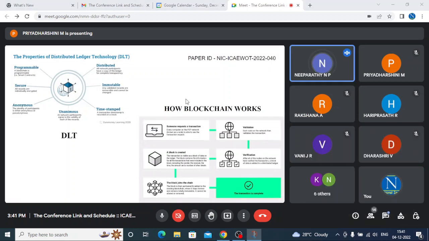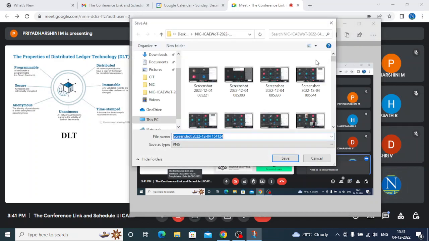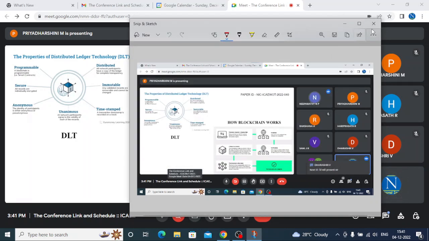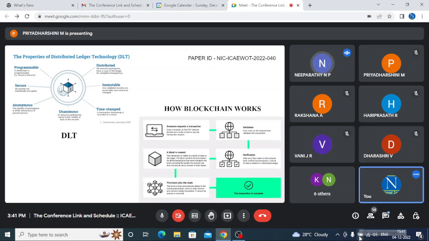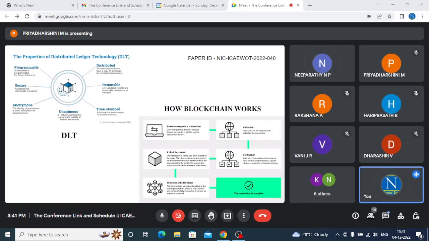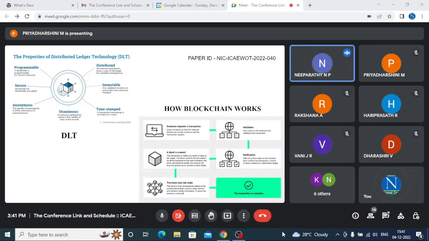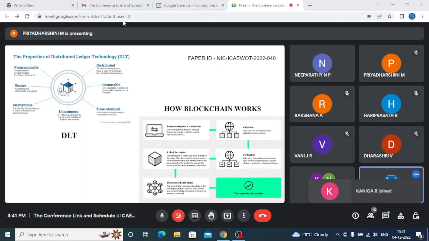So the purpose of DLT is it's programmable, it's secure, and it's anonymous. Anonymous is basically it can only be the private key of the information. So no private information is leaked, and it's also abstract and immutable. And we can see how the blockchain is working. So first of all, the transaction is initiated. When a transaction is initiated, it sends a request to the miners. After the validation of the request, a block will be created and added to the blockchain.